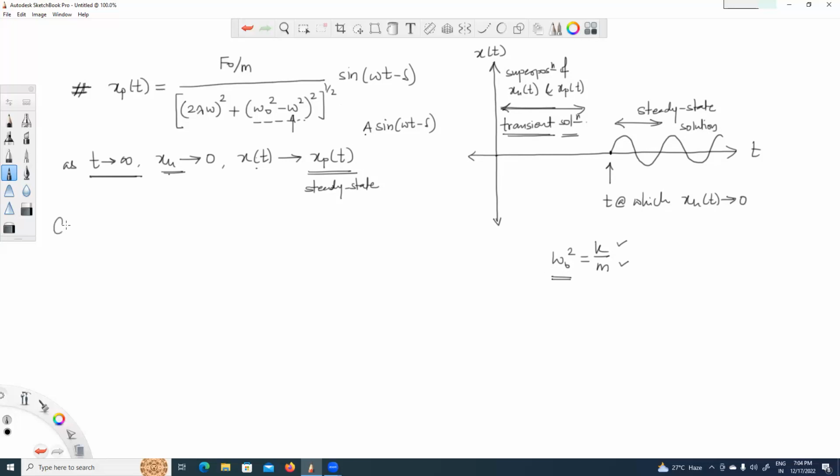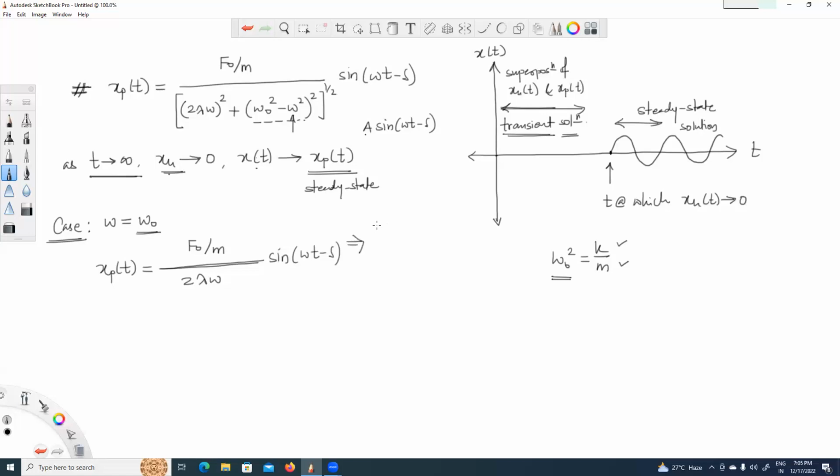Now suppose I take a case where the forcing frequency, the frequency of the external periodic force applied on the system, is equal to the natural frequency of this system, omega equals omega naught. In that case, my particular solution would look like f naught over m again, divided by this term, which will vanish, and the square root will go away. So I'll end up with only this, times sine of omega t minus delta.